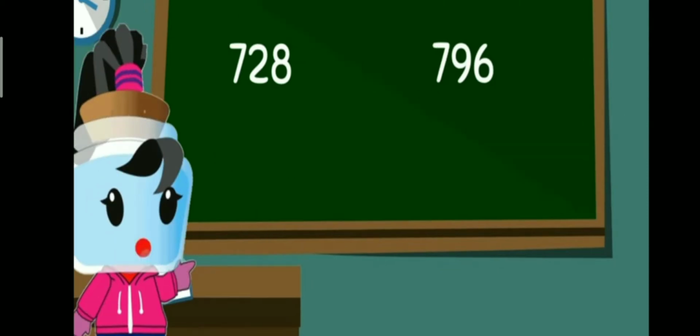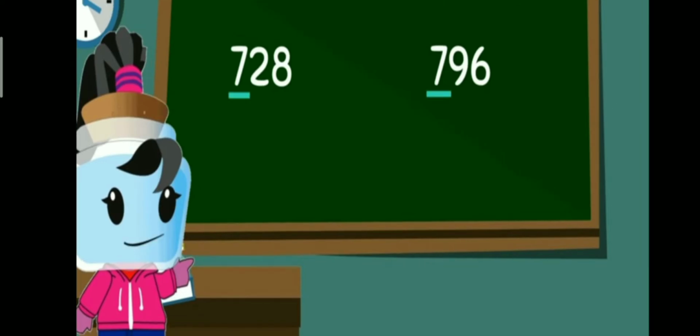Now let us compare one more number. 728 and 796. Again, both the numbers have 3 digits. Now, let us compare the digits at hundreds place. So, as you can see, both the digits are same.